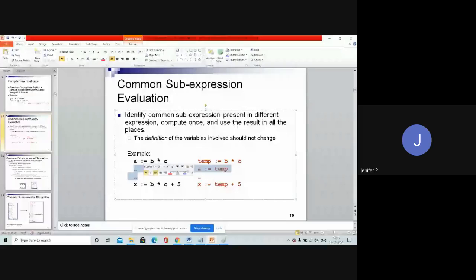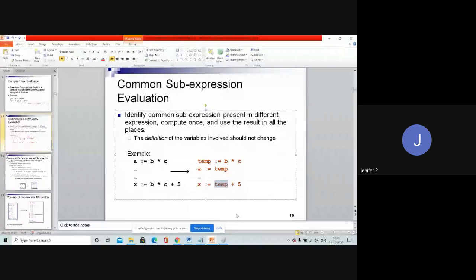Assume that between the two statements, the values of B and C do not change. In that case, there is no point in evaluating again here. Since the value of B into C has not changed in between, this can be defined like this: B into C can be calculated once and assigned to a temporary variable. And instead of calculating B into C again and again, we can directly put what? A is equal to 10, X is equal to 10 plus 5. So this is what we call common sub-expression elimination.